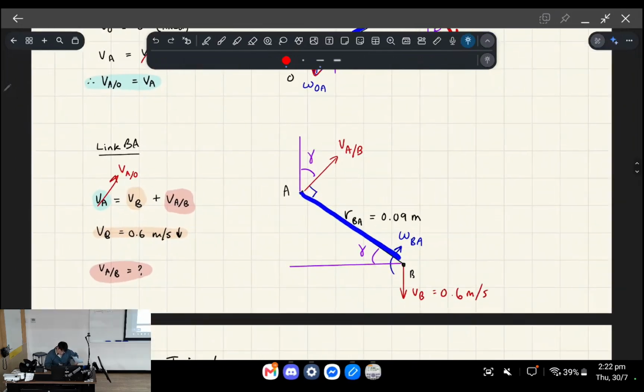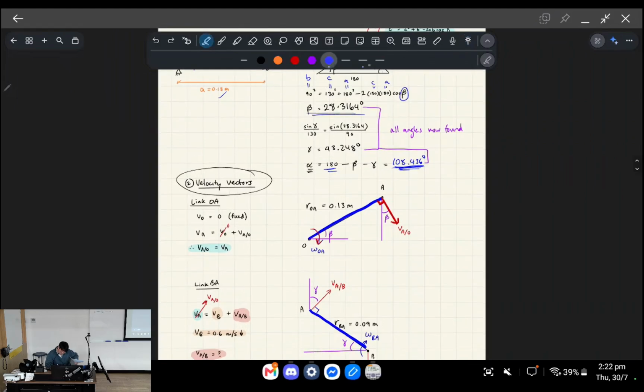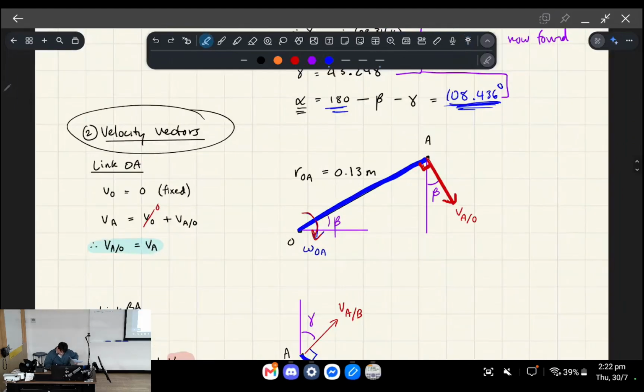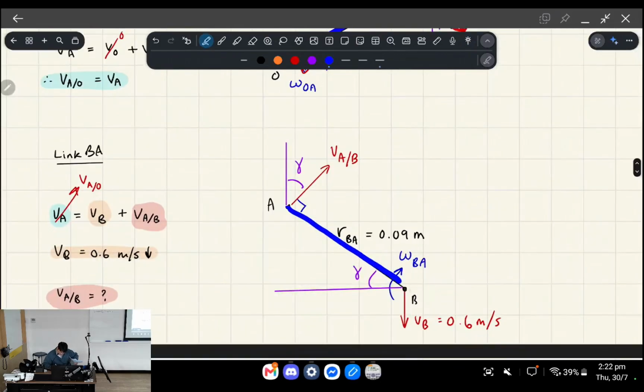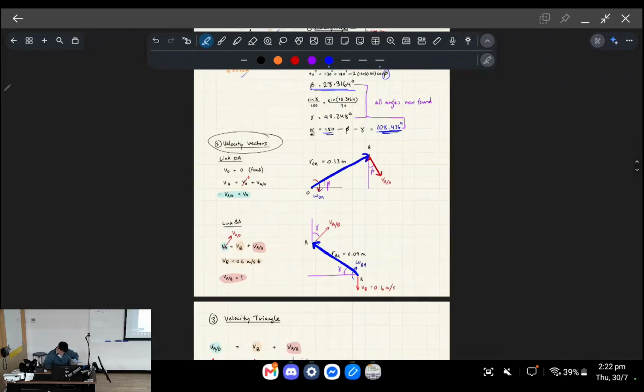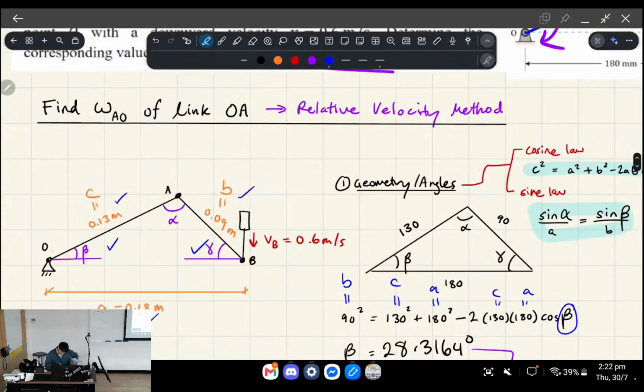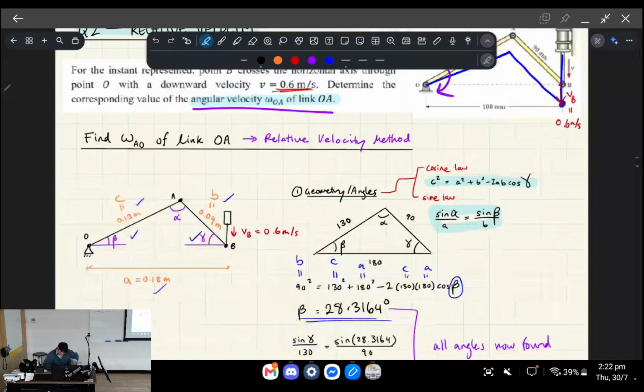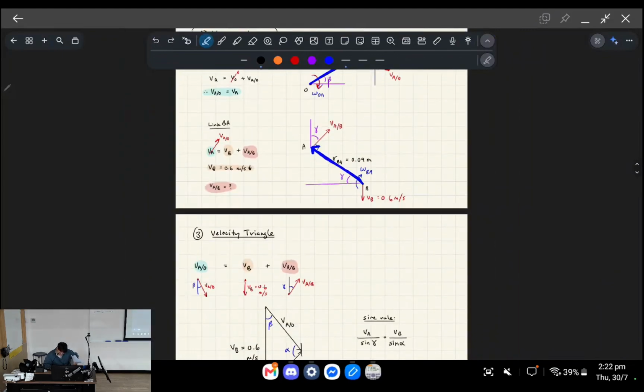The other thing is, now we're looking at link BA. I've decided to do BA, but to be honest, you can actually do AB as well. I'll tell you how that works differently in a bit. Remember, I've basically cast a link from O to A, and I've cast a link from B to A. This is just the way that I did the question. You can actually do the question just fine if you do this as well. I'll explain the difference in a bit. It's to do with how you set up your relative velocity triangle.